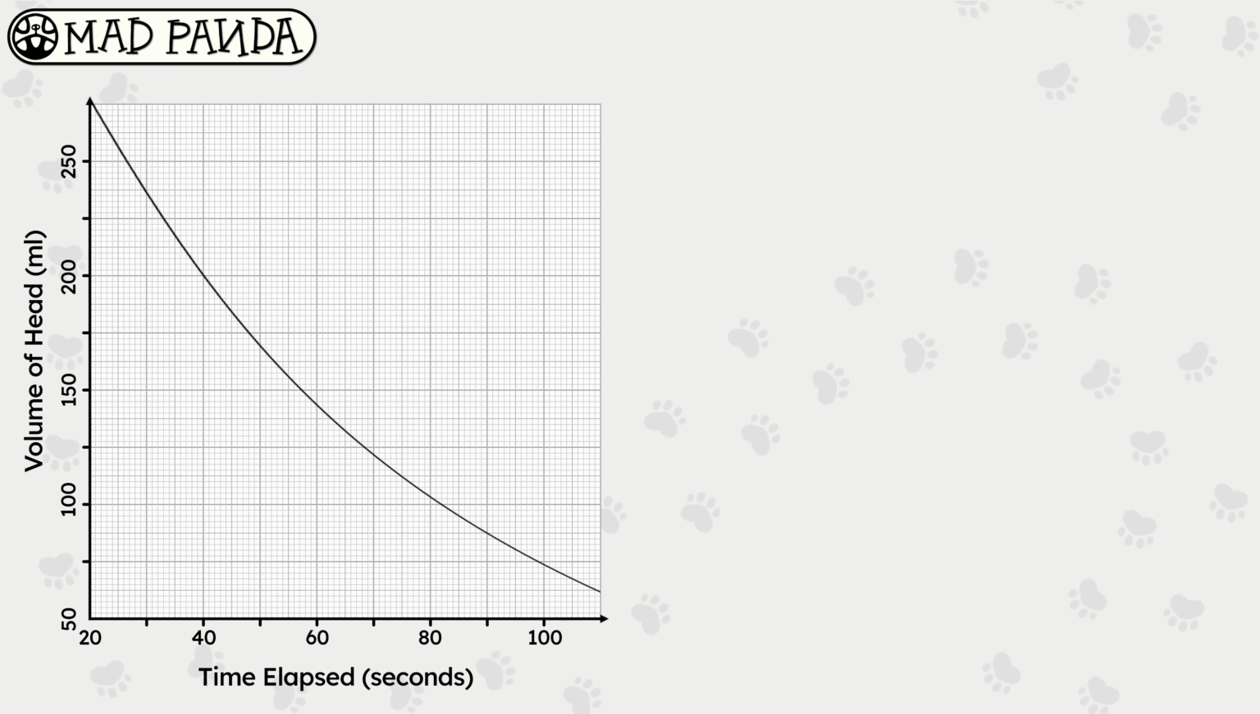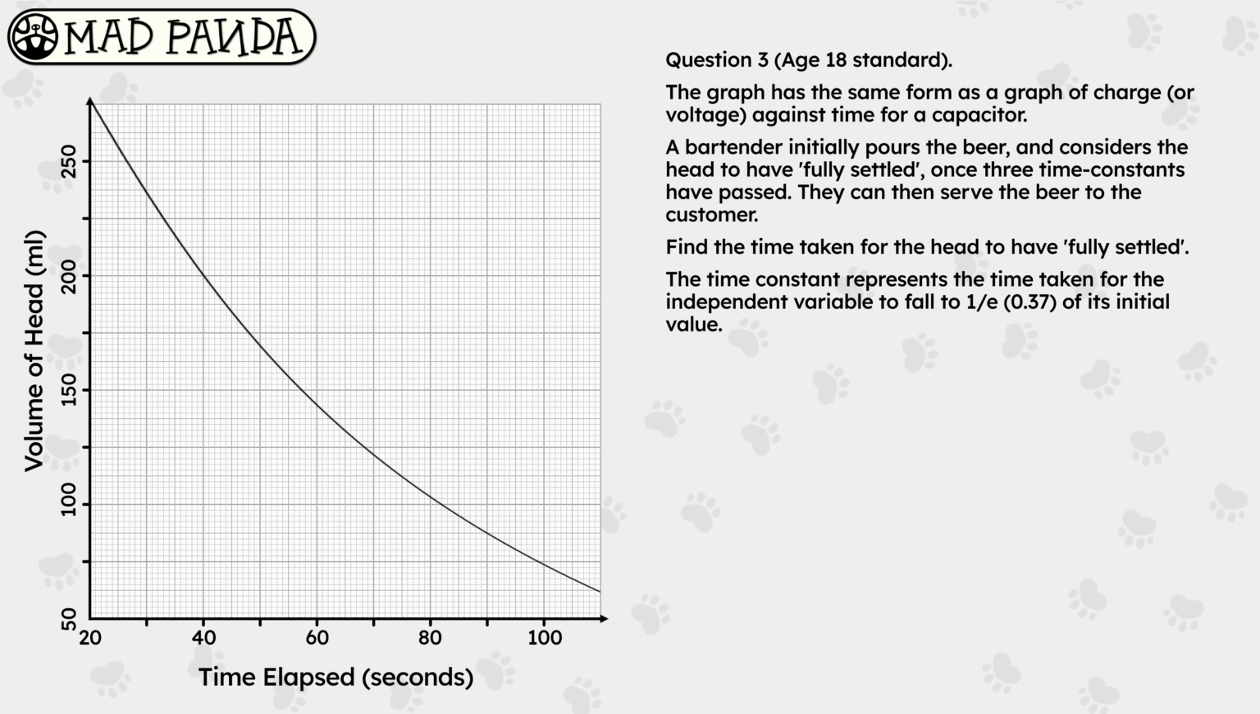Question 3 is definitely an A-level difficulty question. You can see that for this one I've zoomed in the graph a little bit to make it more difficult, which is a trick that they often do. Let's read through the question together.